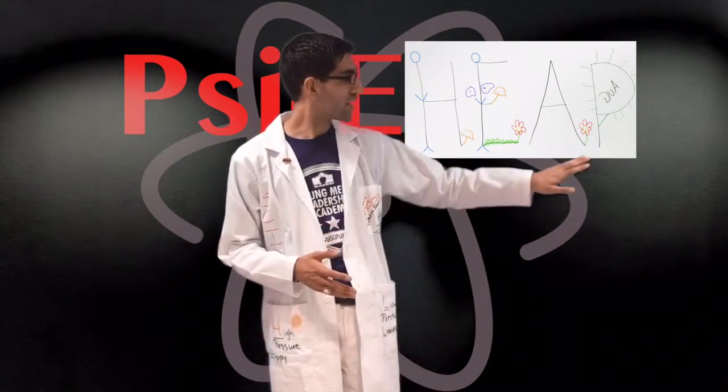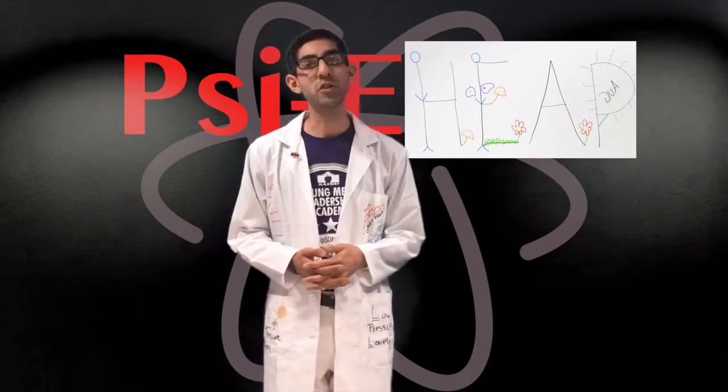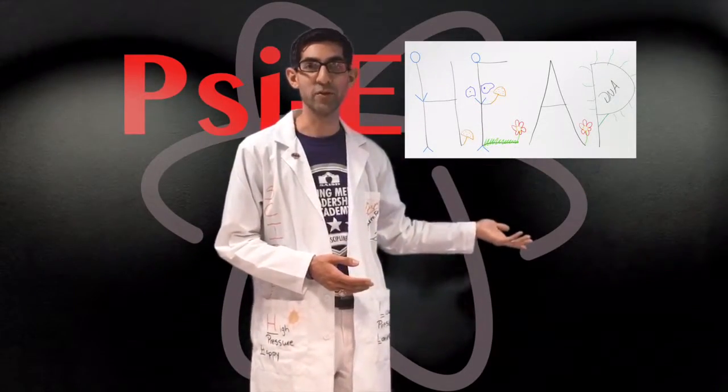All the kingdoms that are drawn in the H are only heterotrophic. All the kingdoms that you see drawn in the E are only eukaryotic. All the kingdoms drawn in the A are autotrophic. And finally, all the kingdoms in the P are prokaryotic. So let's go and take a closer look at the kingdoms that are only heterotrophic.